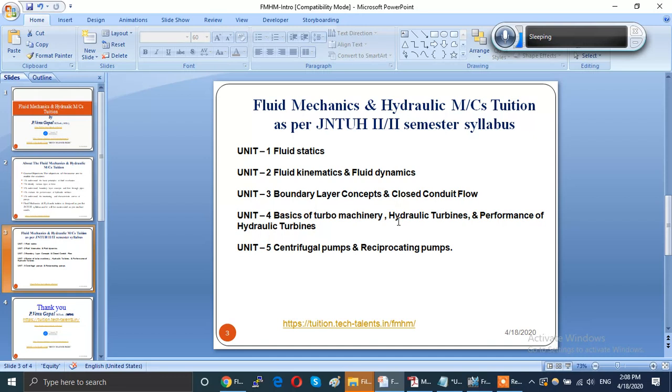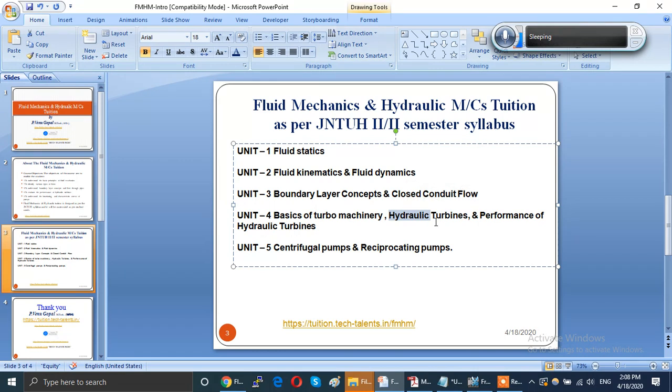So what are the different types of turbines, what is the head, what is the efficiency of a turbine, what are the differences between impulse and reaction turbines, and what is the hydraulic design we must follow. All these things will be explained in the hydraulic turbines part of this particular unit 4.